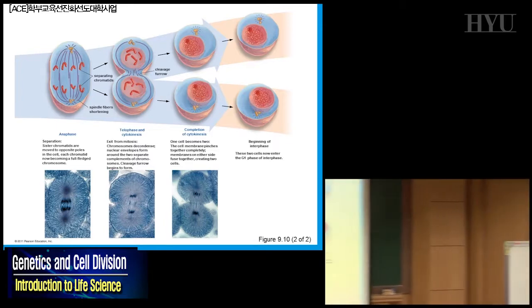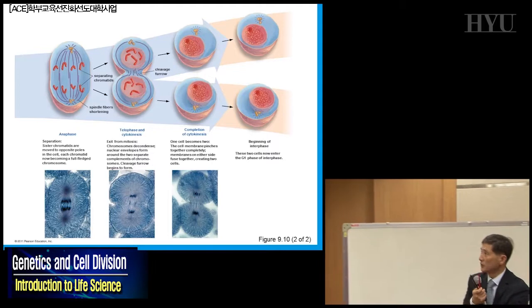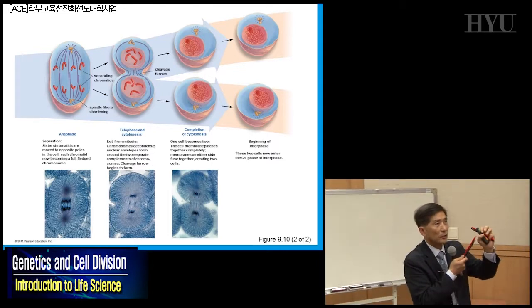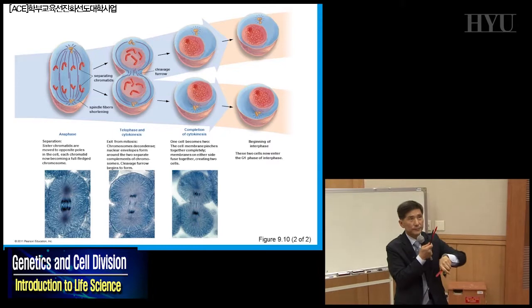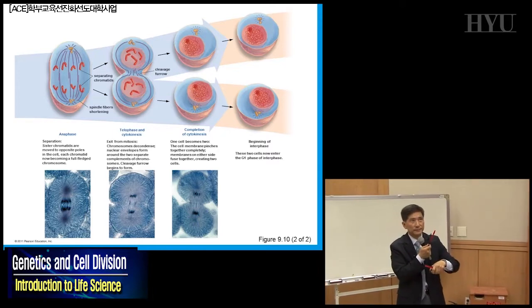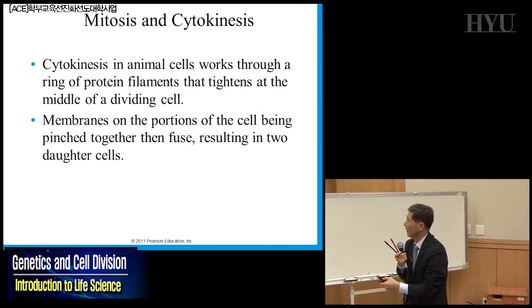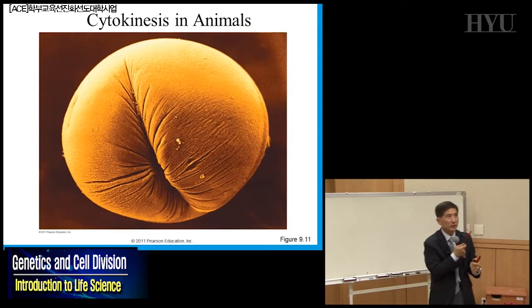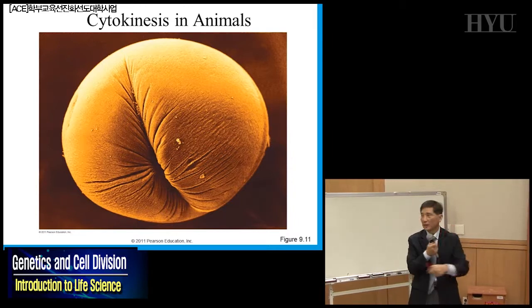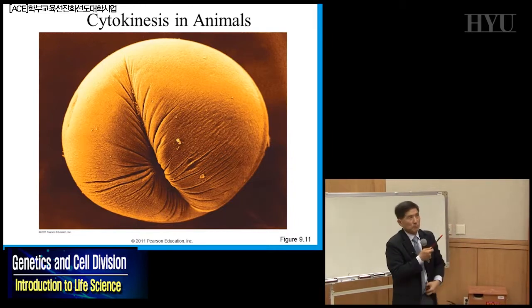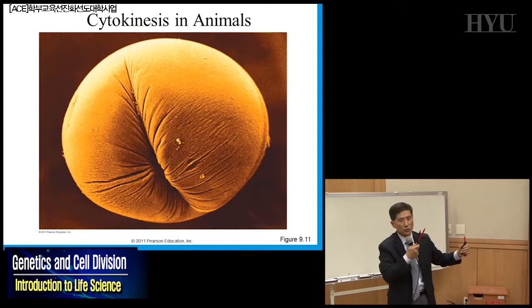And then cytokinesis. You start with one cell, you end up with two cells. Not that bad, right? No, it's bad. You have to remember all this. This is a picture of the last step, cytokinesis. It's like something is using a belt, squeezing it in two. In animal cells, cytokinesis happens from the outside, shrinking and then dividing into two.